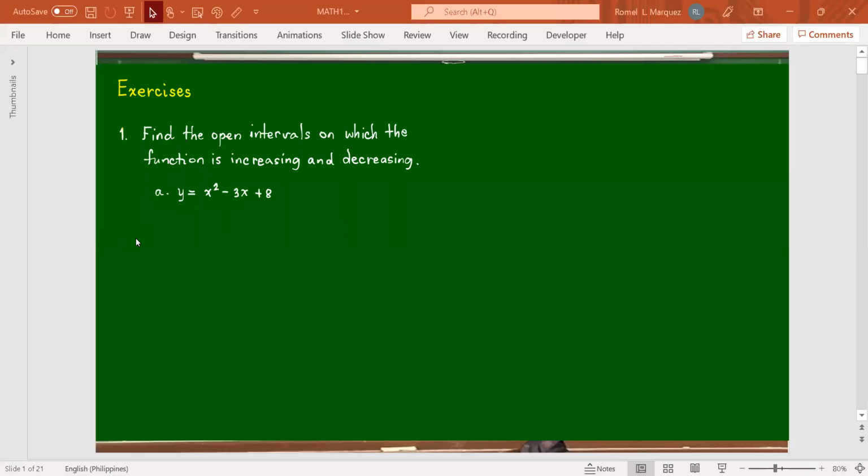So today I'm going to discuss behavior of functions, exercises about that. And then after, we're going to have problems about maximization, minimization. So let us have this problem number 1. Find the open intervals on which the function is increasing and decreasing. Okay? So given y equals x squared minus 3x plus 8.